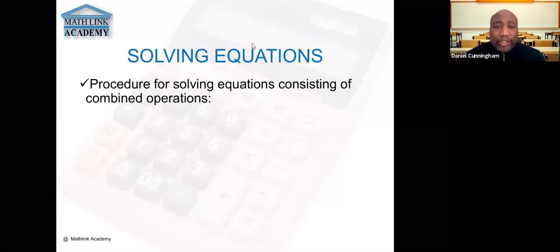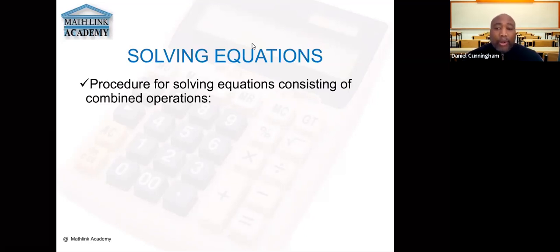Solving equations. Again, hopefully you familiarize yourself with solving simple equations from some of the videos and resources that we have on our Mathlink website. Looking at that will actually help you in solving complex equations. So let's go through some of the procedures in solving complex equations.